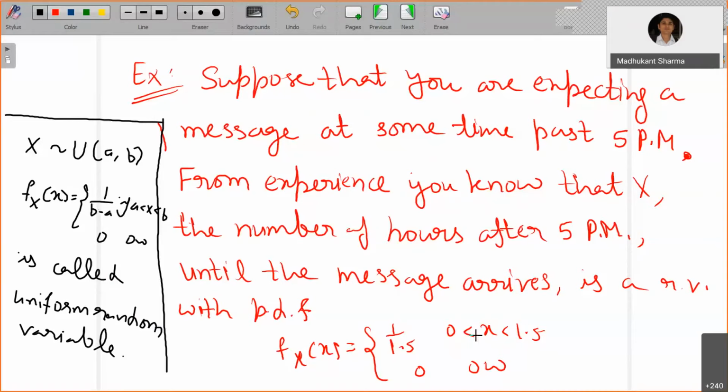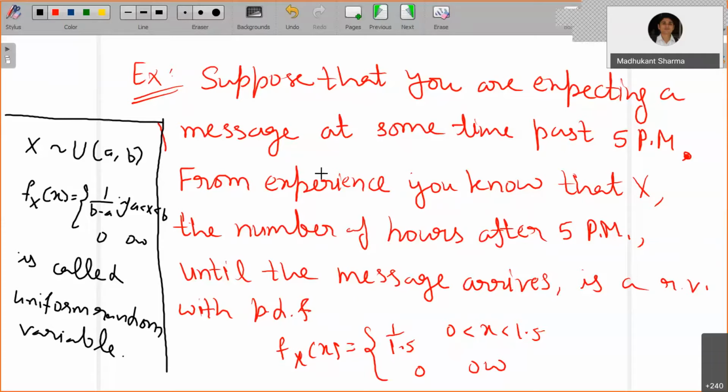So here A is 0 and B is 1.5, so 1 upon 1.5 minus 0 is 1 by 1.5. So this is a uniformly distributed random variable. We are also going to tackle that in the later case when we talk about spatial random variables. I think it is also good to mention here.